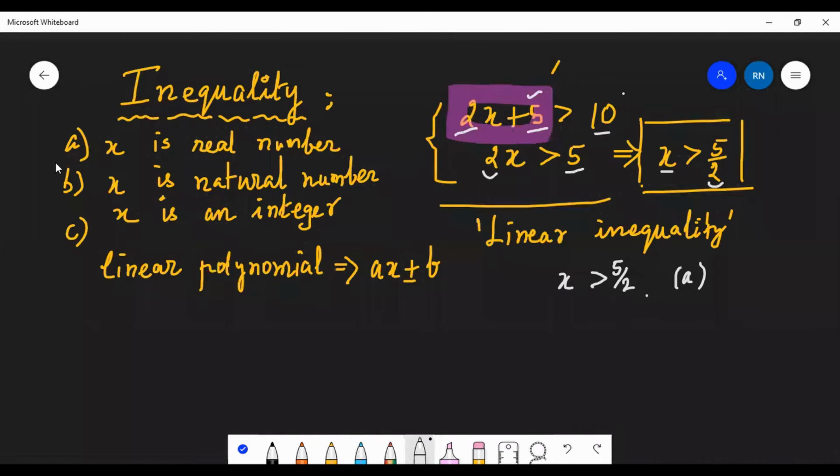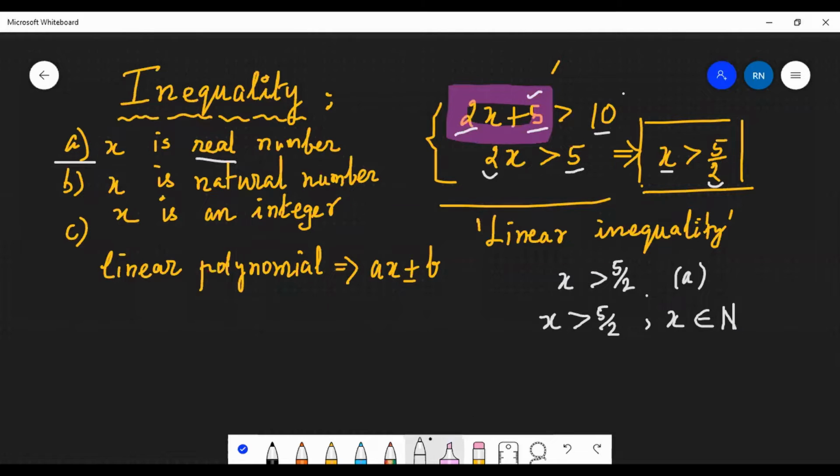Okay, when I say A, this A is real, according to A. But if x is a natural number, then I have to mention x greater than 5 by 2, comma, x is a natural number, in words. Otherwise, I can use this symbol. There is a symbol.